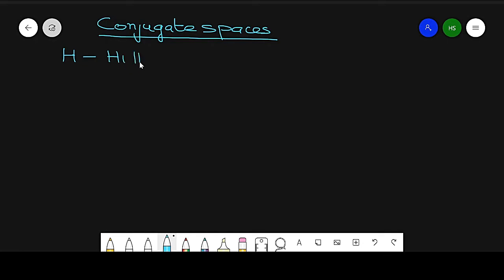So H star is a conjugate space. First, what is a conjugate space? If H is a Hilbert space, then all bounded linear functionals from H to C, where C is the field of complex numbers, that is, all the bounded linear transformations from H to C, form the conjugate space. It is denoted by H star.